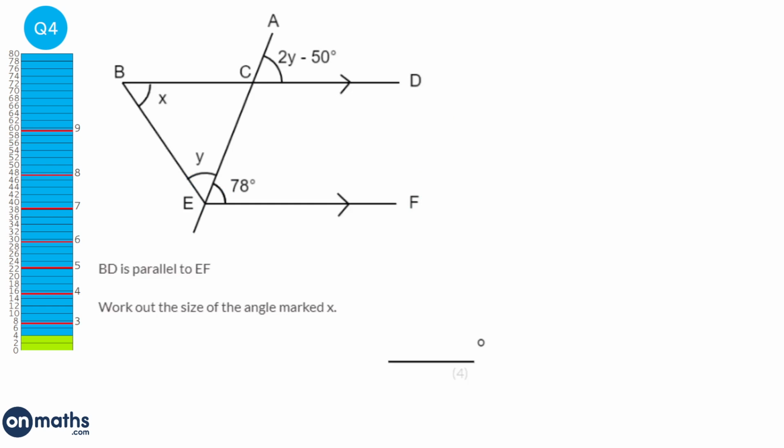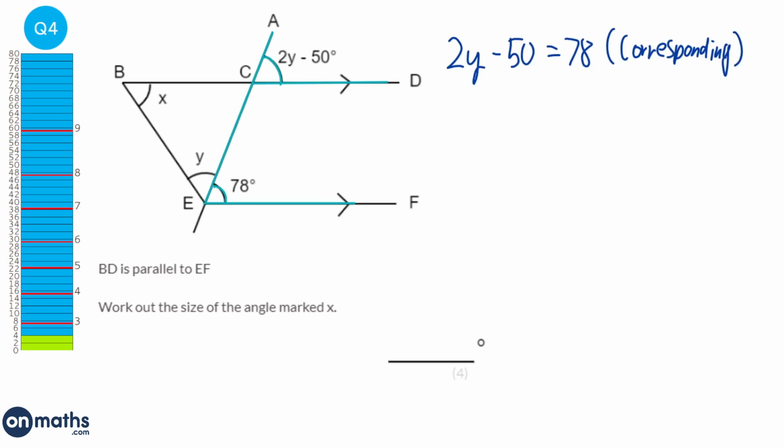To find out what the value of x is, we first of all have to find out what the value of y is. We can notice that we've got two sets of parallel lines here, and a line going through them. And we've got these F angles, which we have to call corresponding angles. So we know that 2y minus 50 is equal to 78. And we must write down the reason: corresponding angles are equal.